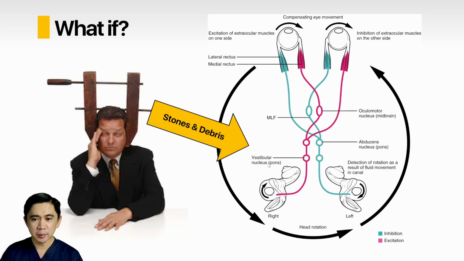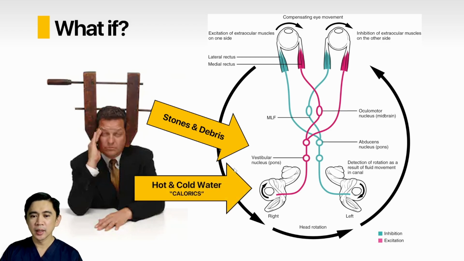If we put stones and debris inside the endolymph, and these stones and debris will activate the cupula, there will be compensating eye movement, as well as if we put hot and cold water, the calorics, it will also produce a movement without moving the head. And if we inject more fluid inside the endolymph, there will be movement, and this can all occur without us moving the head. And all of this stimulation on one side will move the eye without moving the head.